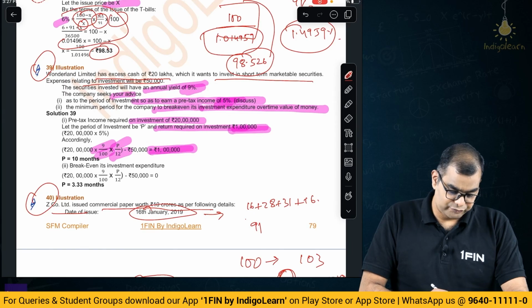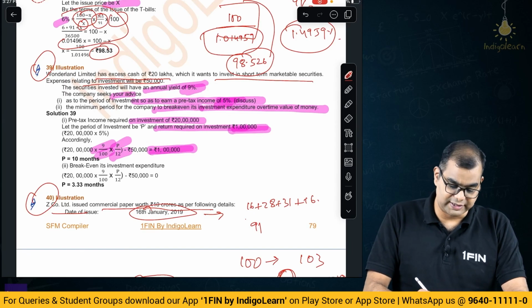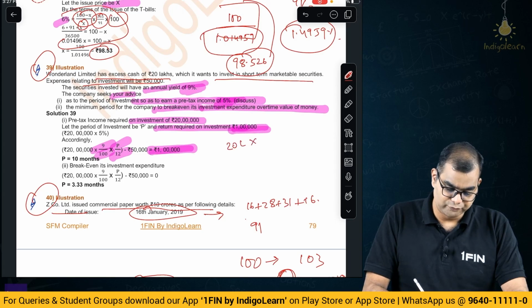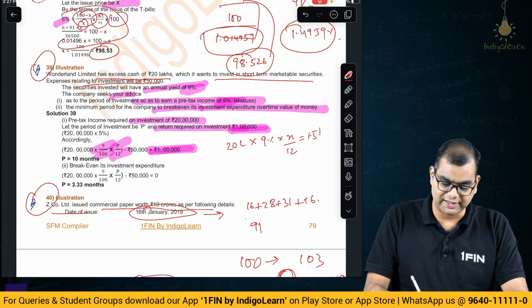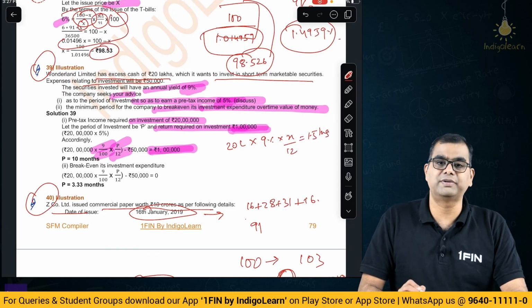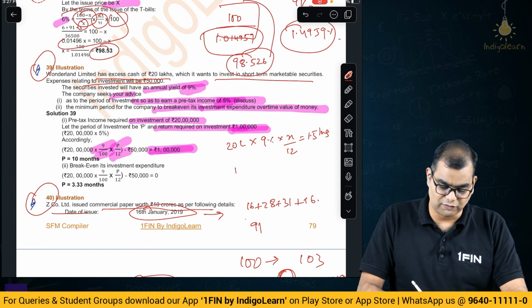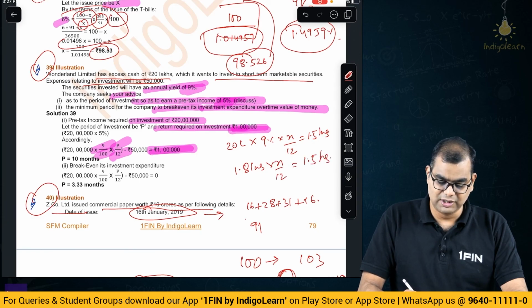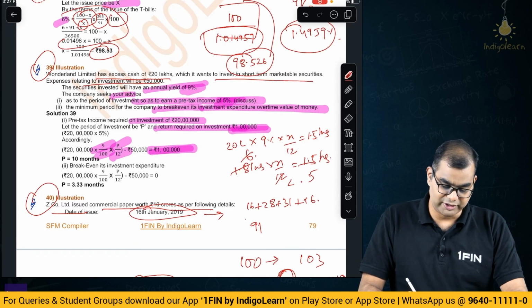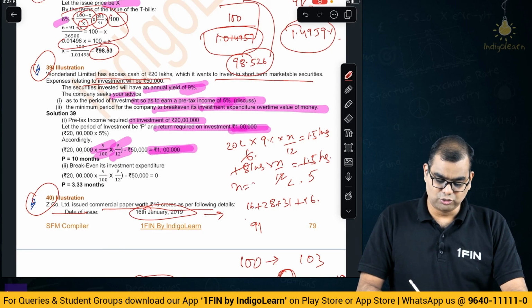So, if you solve for this, that is 20 lakhs into 9% into x by 12 is equal to 1.5 lakhs. You have to solve this. 20 lakhs into 9% is how much? 1.8 lakhs. So, 1.8 lakhs into x by 12 is equal to 1.5 lakhs. So, your 30,000 goes 5 times, 30,000 goes 6 times, right? Then 6, 2. So, x is equal to 2 into 5, which is 10 months.